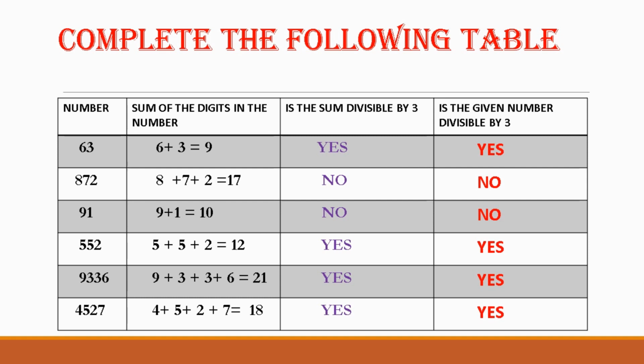Next number you can see is 552. Then add the digits, 5 plus 5 plus 2, which is 12, which is divisible by 3. Therefore 552 is divisible by 3. Like that you have to solve all the sums here.